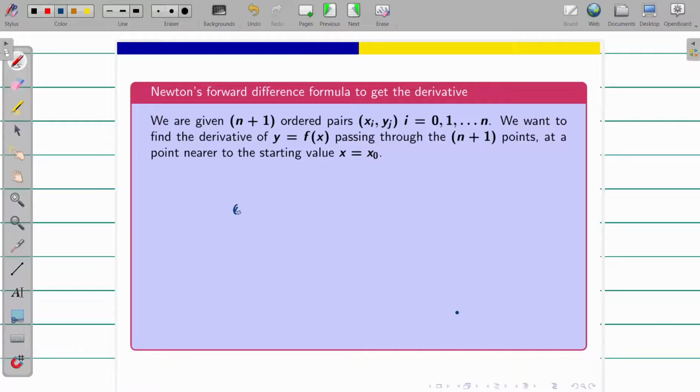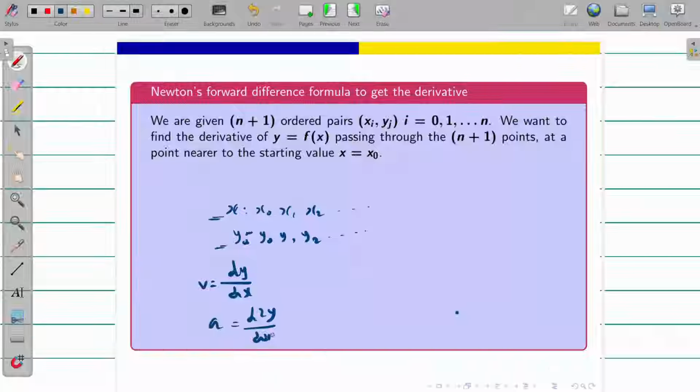For example, the data, whatever they are giving, x values, x0, x1, x2, etc., y values, y0, y1, y2, etc. So, suppose if we consider x as the time and y as the displacement, then what about dy by dx? Obviously, it is velocity. Then what about acceleration? d square y by dx square. Obviously, these are all the applications of the numerical differentiation.